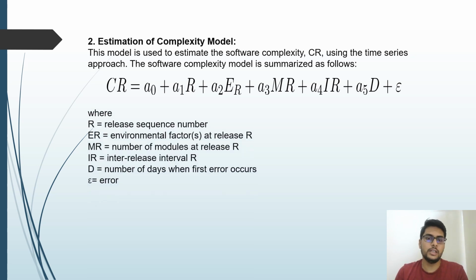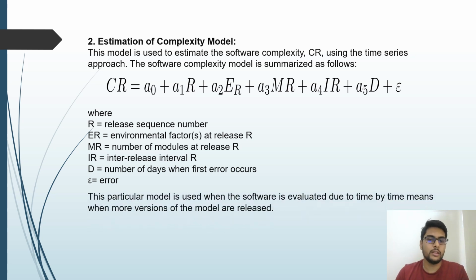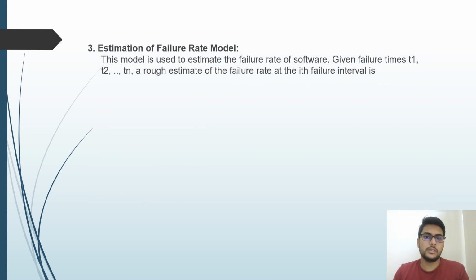is equal to release sequence number, ER is equal to environmental factors at release R, MR is equal to number of modules at release R, IR is equal to inter-release interval R, D is equal to number of days when first error occurs, and epsilon is equal to error. This particular model is used when the software evolves over time, meaning when more versions of the model are released.